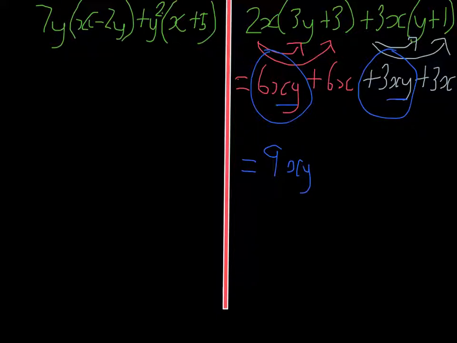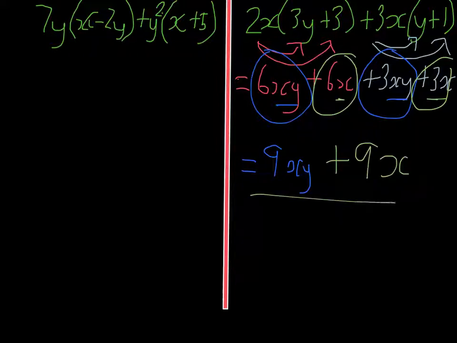We can combine them because they both have the base of xy. You can also see, hopefully, that we have positive 6x and positive 3x because they both have the base of just a single x. We can add them together. So 6x plus 3x is equal to positive 9x. So our answer there is 9xy plus 9x. That is both expanded and then simplified using our algebraic techniques.